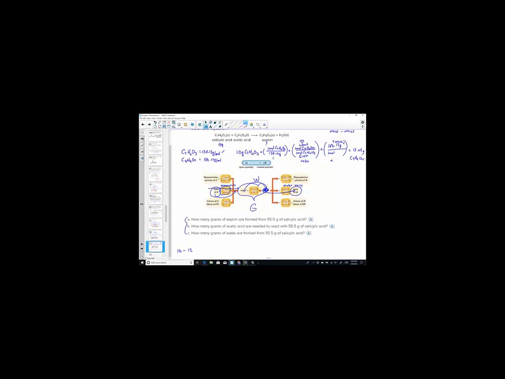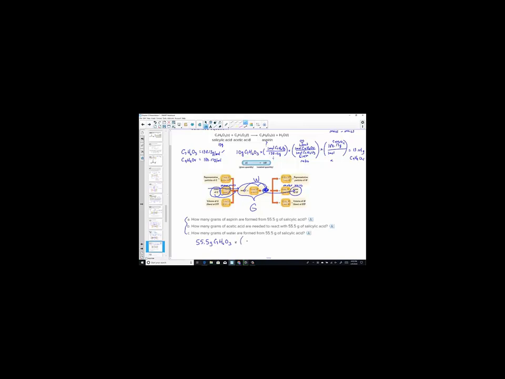Are you ready to check? It probably took you a great deal of time in order to work through these, and I don't want you to cheat yourself. I want you to practice. So let's do some together. Letter A. I have 55.5 grams of salicylic acid. That's C7H6O3. I want to know grams of aspirin that will form.